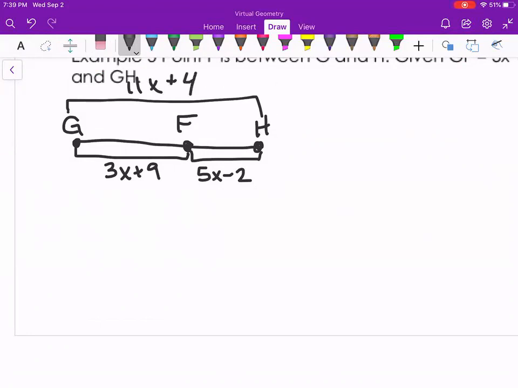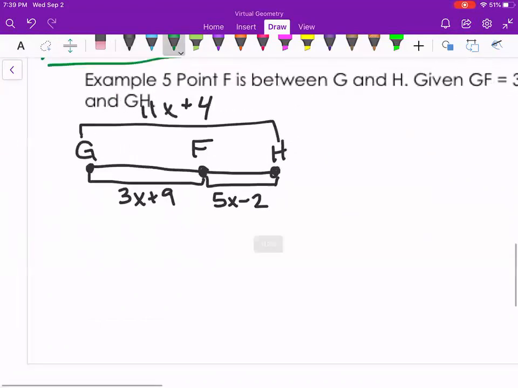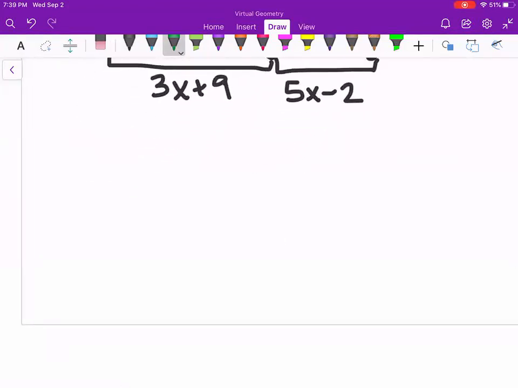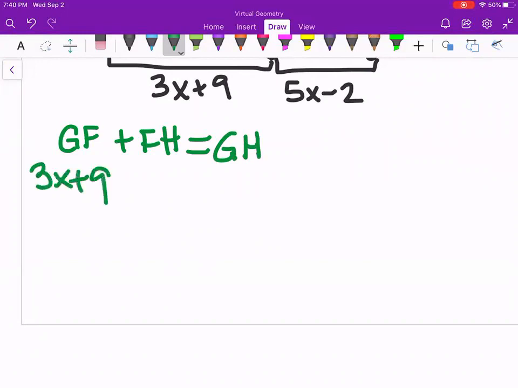All right, so same situation as before. We want to add up our two parts, and then set them equal to the whole, and then solve it out. All right, so our part 1, GF plus part 2, FH, is equal to the entire way across, all the way from G to H. Let's plug in what we know. 3x plus 9 for the first part, plus 5x minus 2 for the second part, whole way across, 11x plus 4.